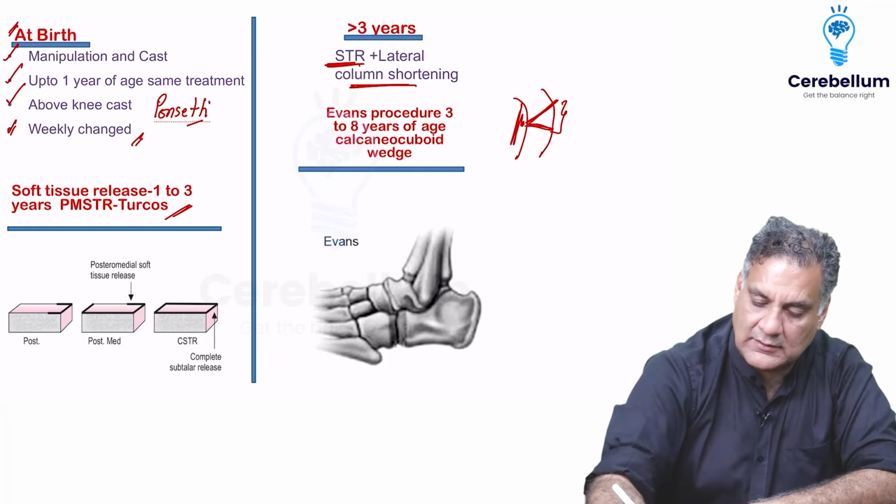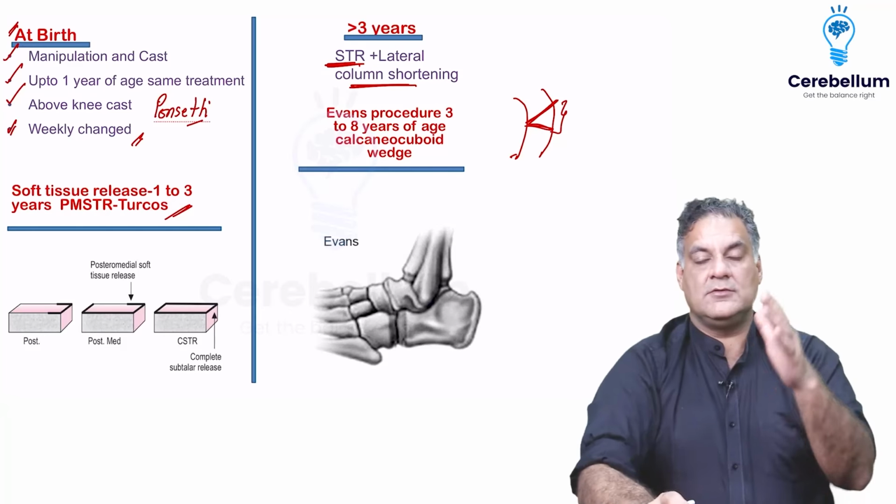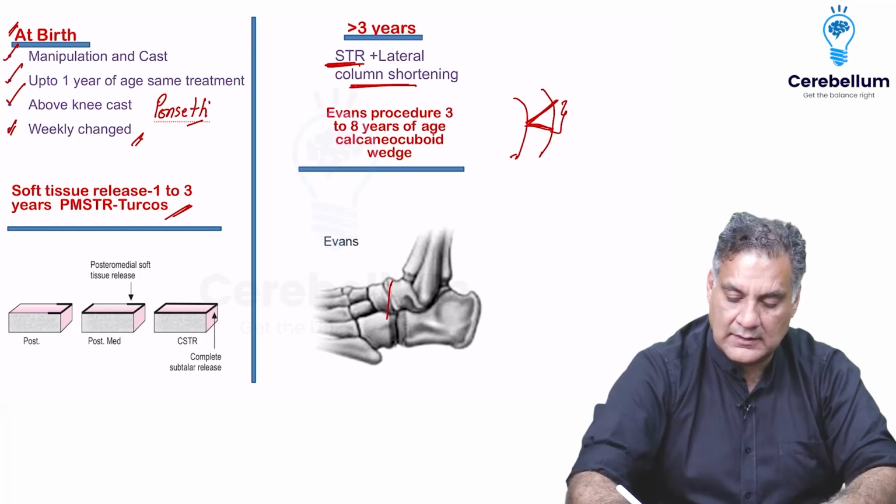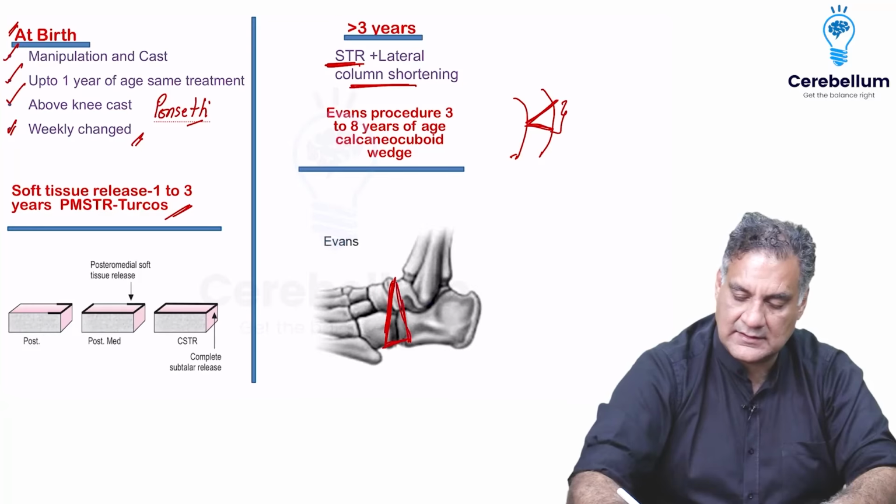So soft tissues are tight, you will release them. At different ages, you do different procedures. Like between 3 to 8 years, you will do Evans. So you will do a wedge resection like this.